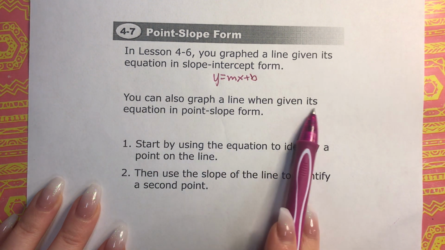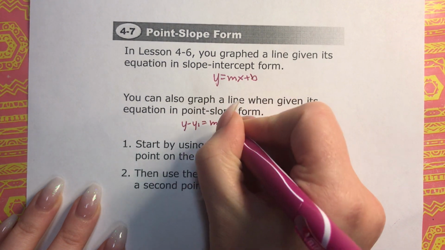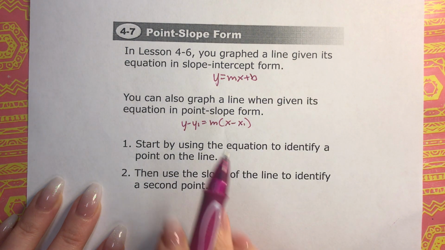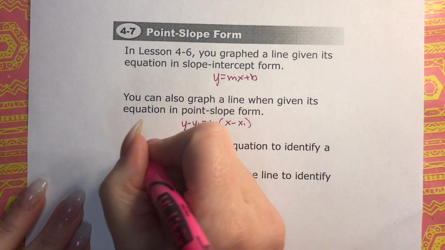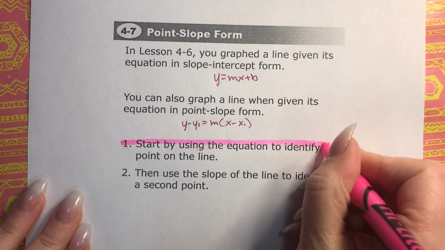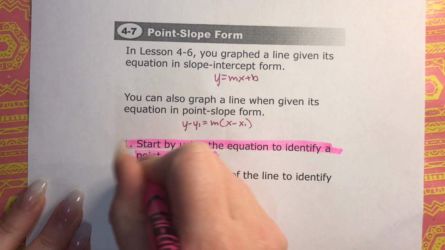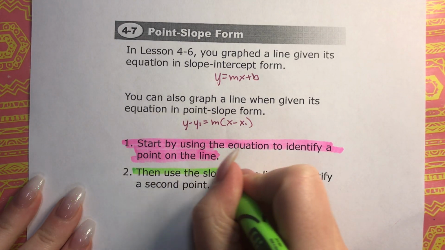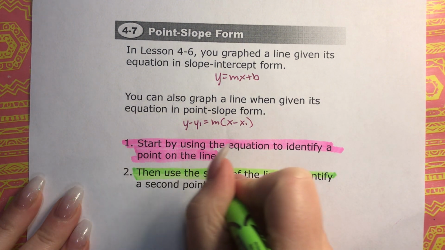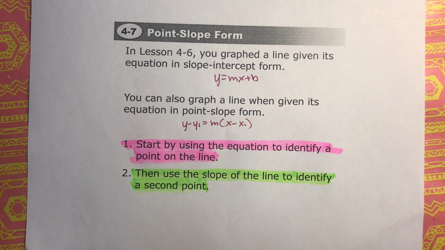You can also graph a line with its given equation in point-slope form, which is y minus y1 equals m multiplied by the quantity x minus x1. The first thing you do is use the equation to identify a point on the line, and you graph that point first. Then you use the slope of the line to identify a second point. From that first point you graph the slope and you get a second point. And then boom, you have 2 points and you can graph the line.